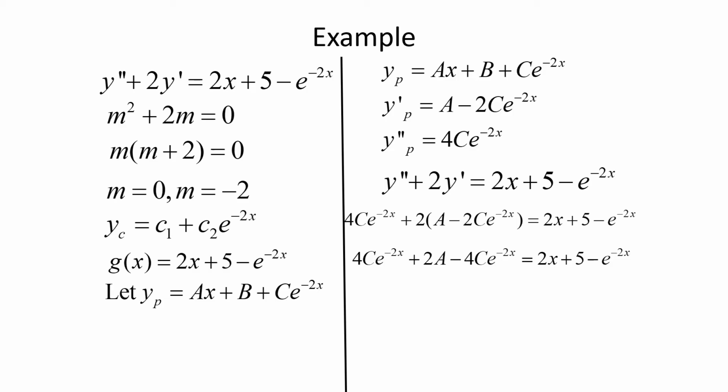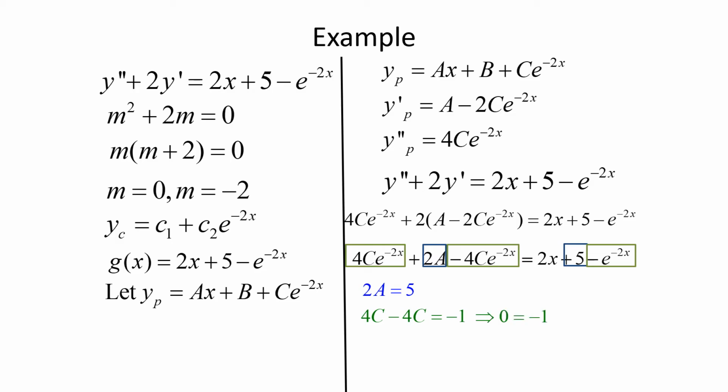So we can simplify: 4c e to the negative 2x plus 2a minus 4c e to the negative 2x equals 2x plus 5 minus e to the negative 2x. Now that we've simplified, we can equate our coefficients. If we look at our constant coefficients, we have 2a on the left and 5 on the right, so 2a has to equal 5. If we look at our exponentials, we have 4c minus 4c on the left and negative 1 on the right. So that's going to tell us that 0 equals negative 1.